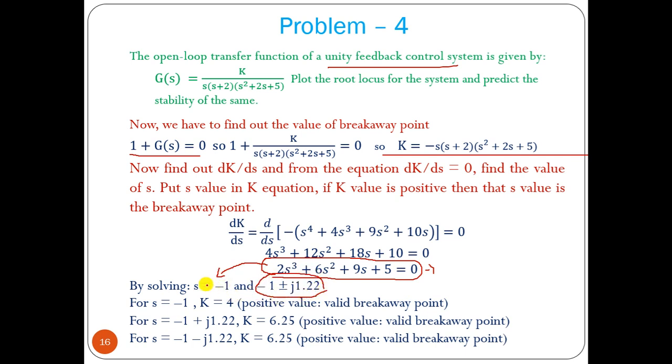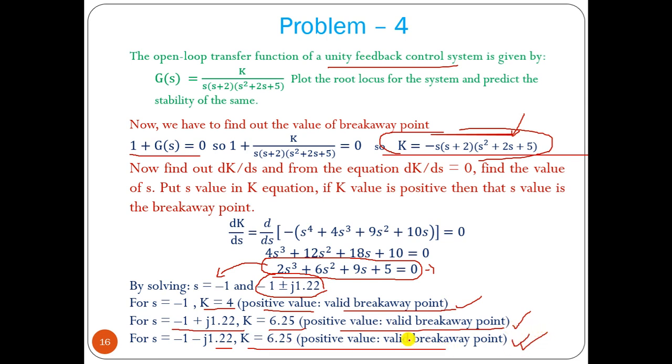Now if you put the s value minus 1 in this K equation, we find K equal to 4, a positive value, so that is a valid breakaway point. Then if we put the complex number minus 1 plus j1.22 into this equation, we find K is 6.25, also positive, so that complex number is a valid breakaway point. If we put minus 1 minus j1.22, that is also a valid breakaway point because K is positive 6.25. So in this problem we have three breakaway points.